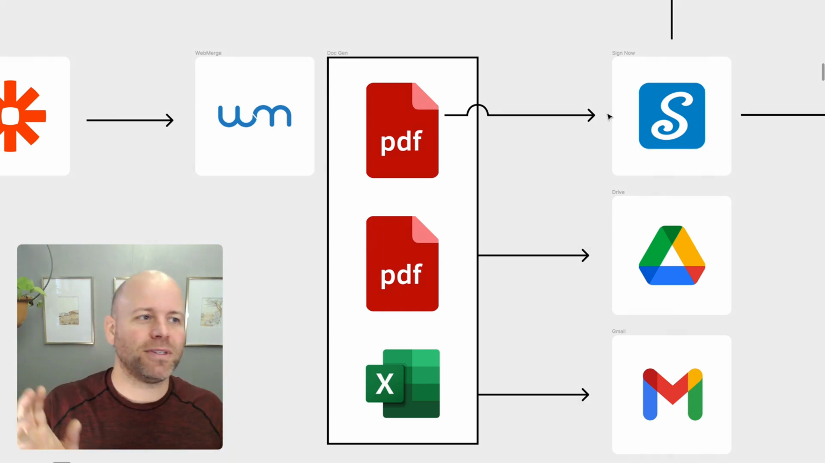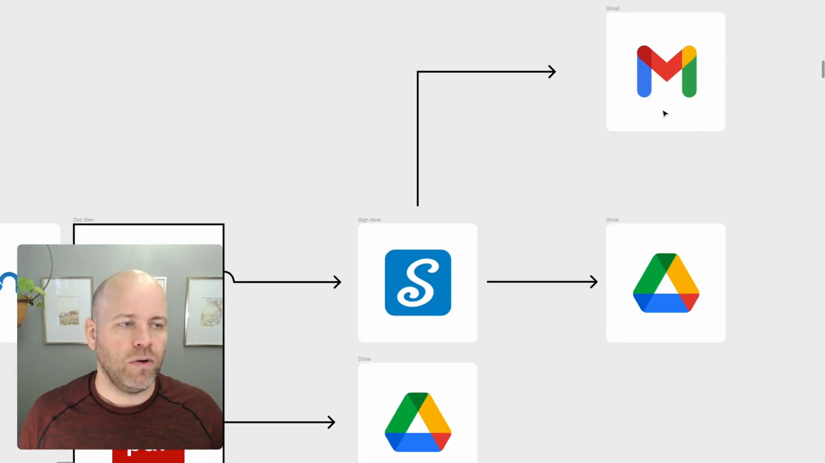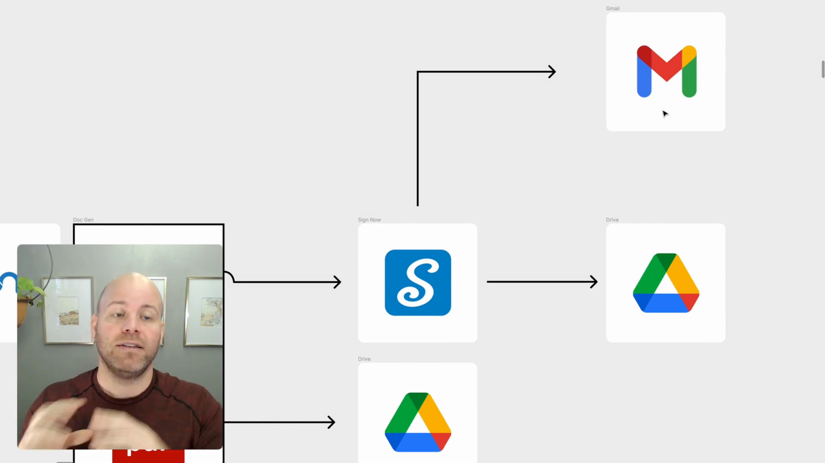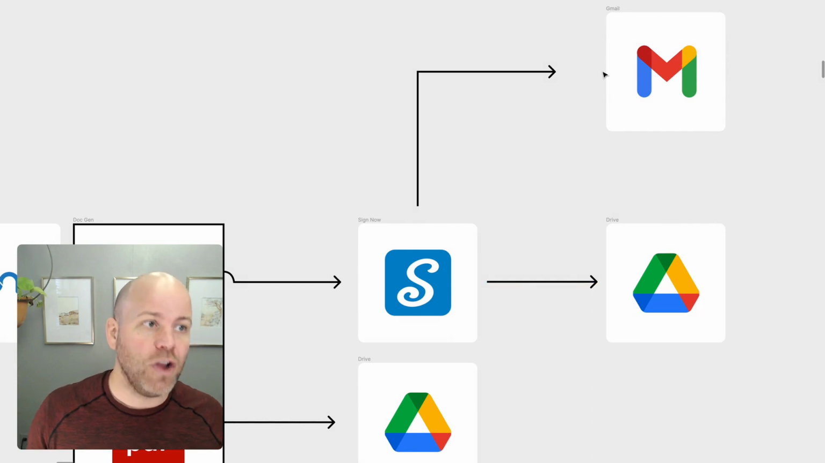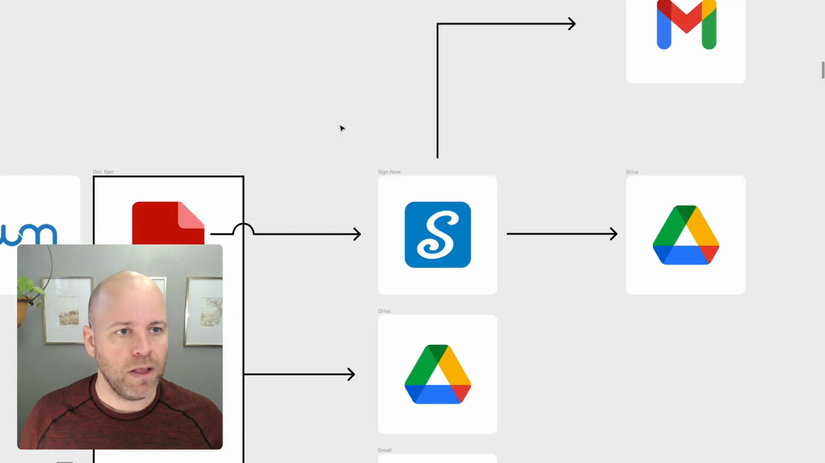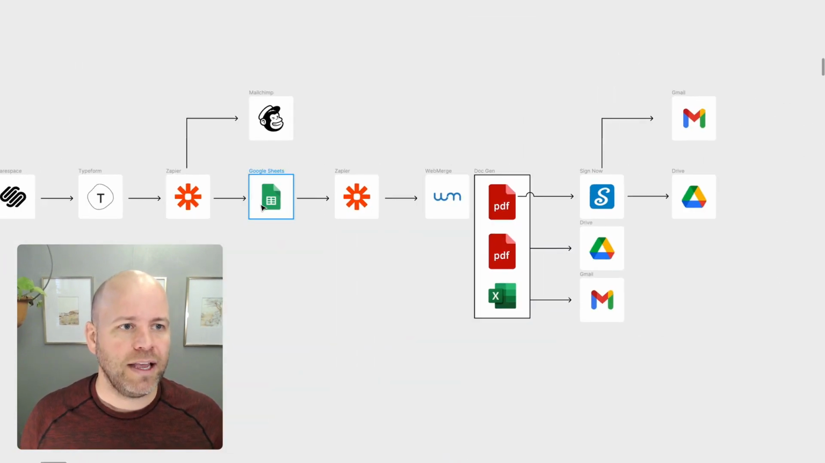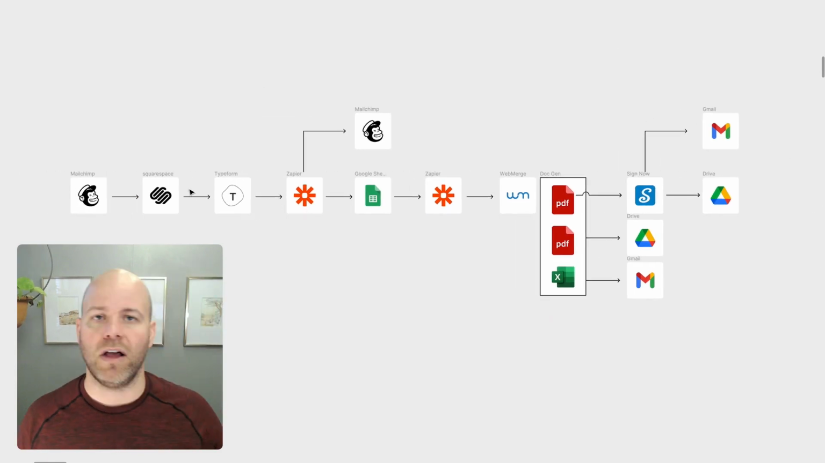Once the document was sent to SignNow, the applicant would sign the document. SignNow would then save that into Google Drive and notify us that there's a new signed application. So soup to nuts, we've got a workflow, but all of this is automated.